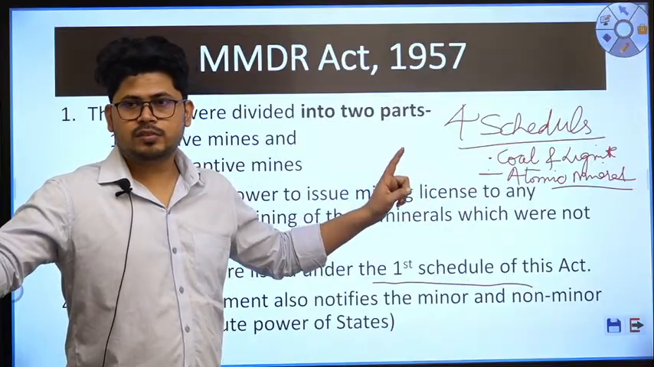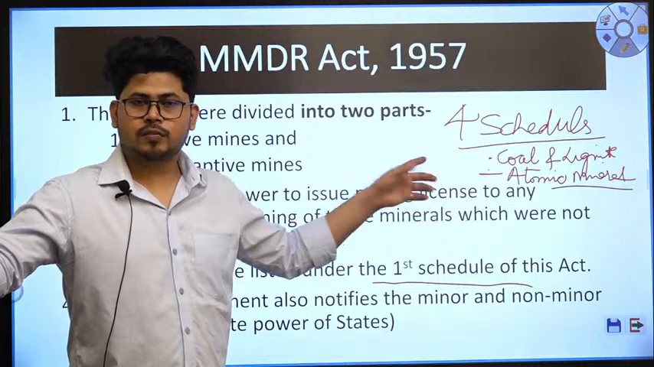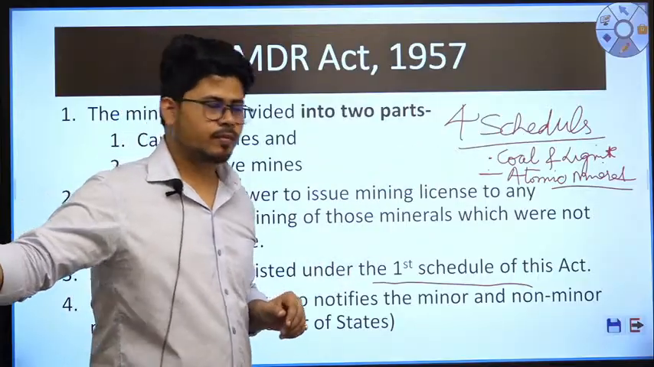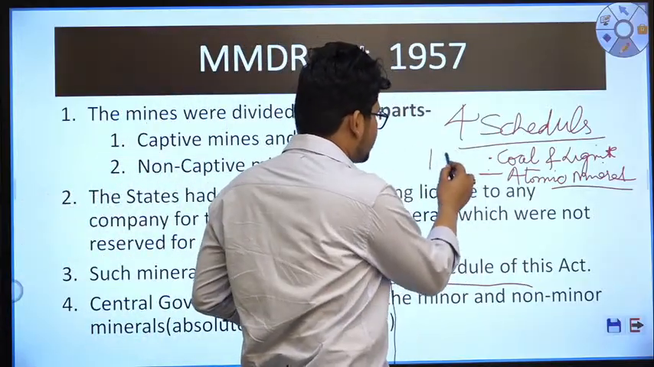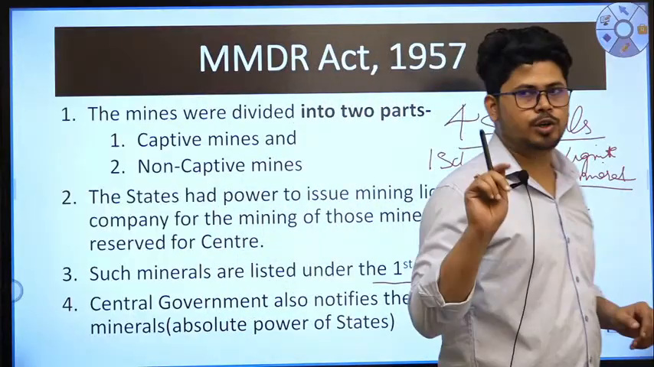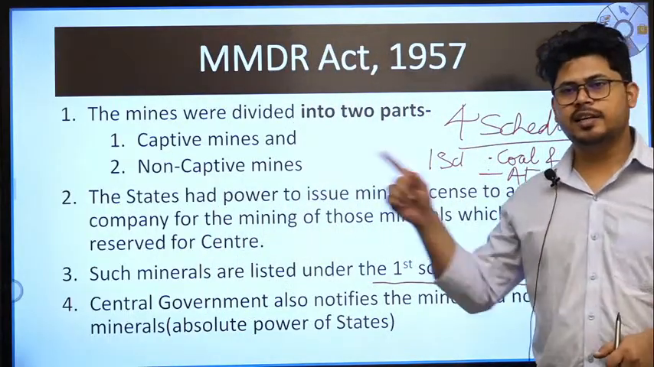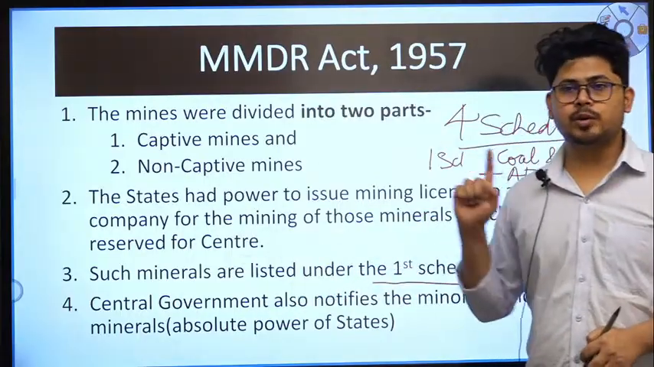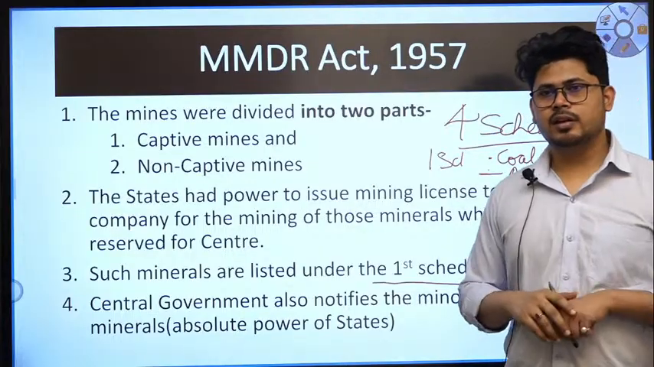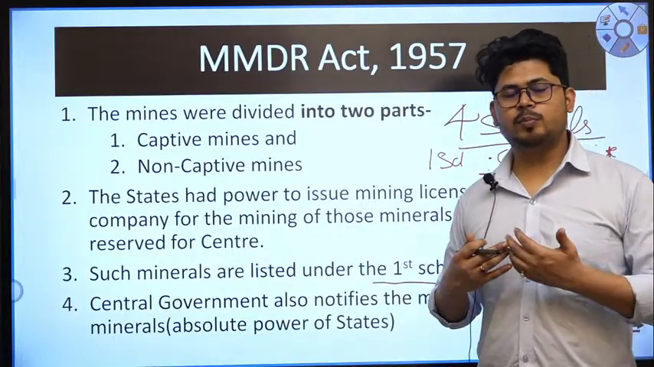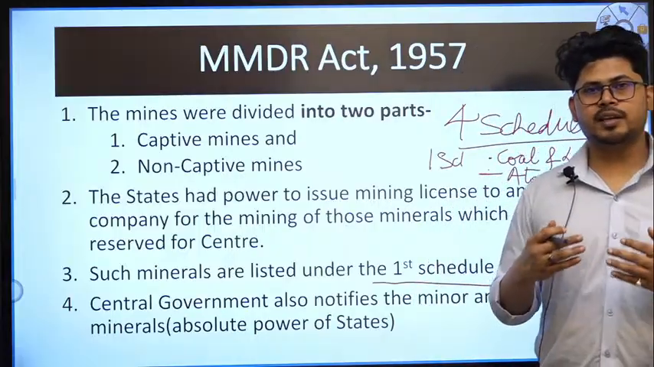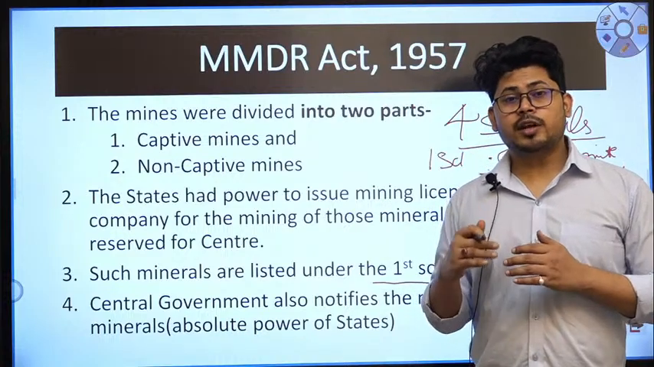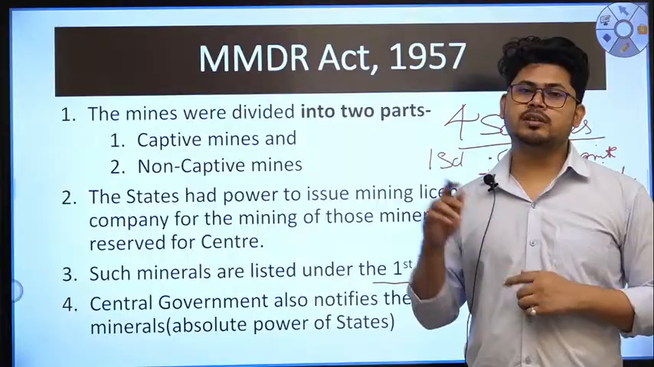That means the permission for mining of these minerals, whether they lie in the state or offshore, cannot be granted by the states because they were mentioned in the first schedule of this act, and the first schedule contained those minerals that were reserved for central government and not the state government. The central government also had the power to declare any mining activities as captive mining. That means if one needed to apply for mining for some captive purpose, for example power generation, they do not have to apply to the state government. Instead, they have to apply to the central government.